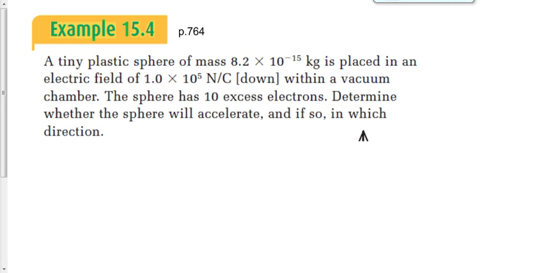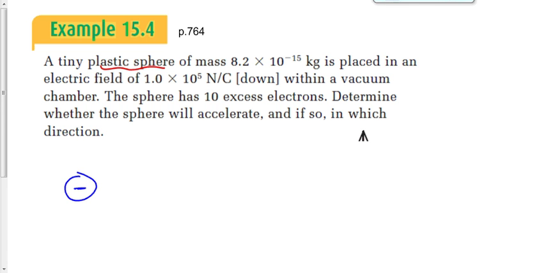Now if you go to university and perform this experiment, you probably use little latex or plastic spheres instead of oil droplets, which makes it much nicer. Still probably not pretty, but certainly a lot less messy. So you're performing this experiment in 2016 versus 1993, and you're isolating a single tiny plastic sphere instead of a single oil droplet. It's got a mass of 8.2 times 10 to the minus 15. It's placed in an electric field that's downward within a vacuum chamber. The sphere has 10 excess electrons on it. Is it going to accelerate? And if so, which direction?